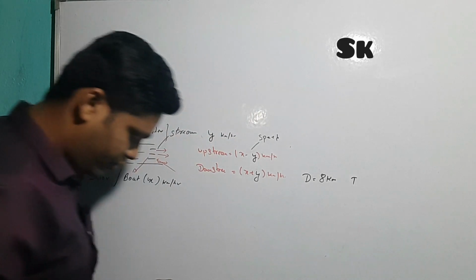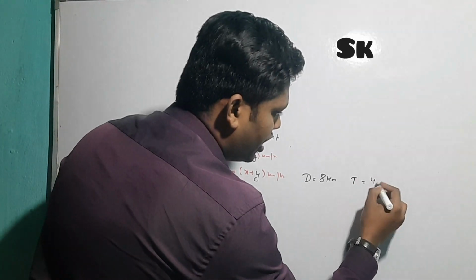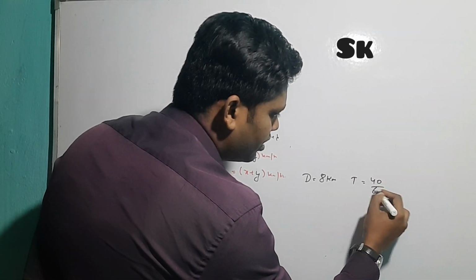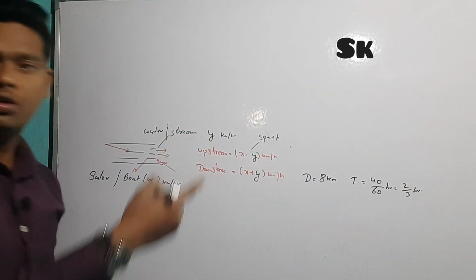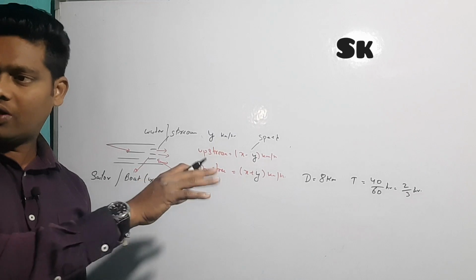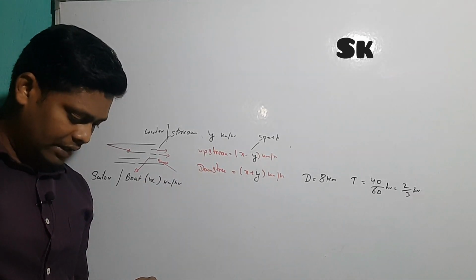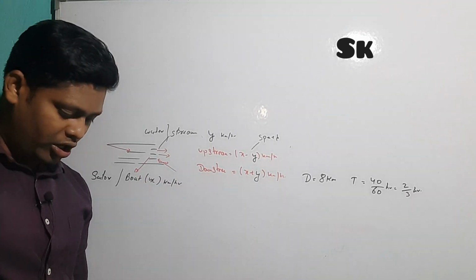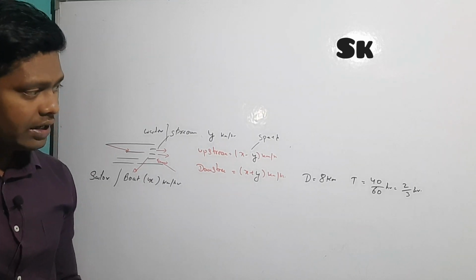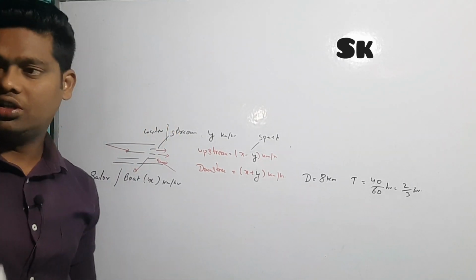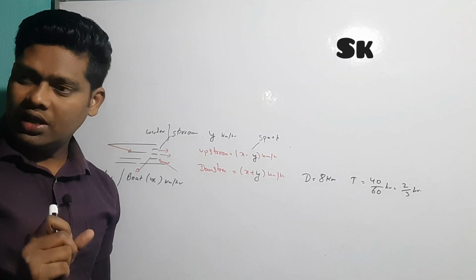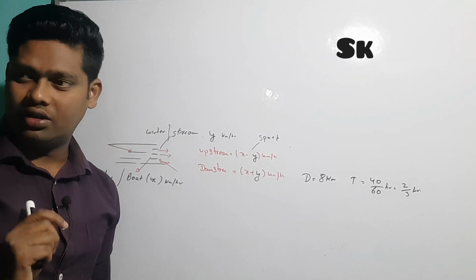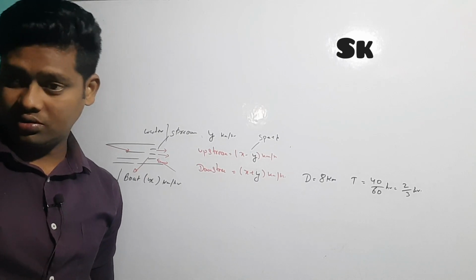Time is equal to how much they gave you? 40 minutes. Okay, convert into hours. So it will be how much? 2 by 3 hours. Clear this one? I have converted into hours. After that, downstream. Now you do one thing. Now you will see that everything he gave you. In the first question, they gave you speed was there and distance was there. The time was together. So by using that one, we have framed the equation.